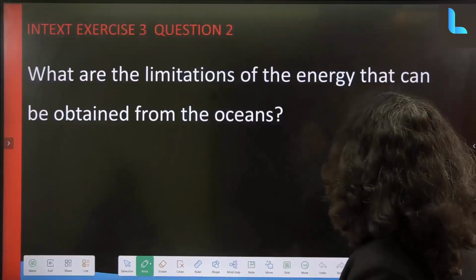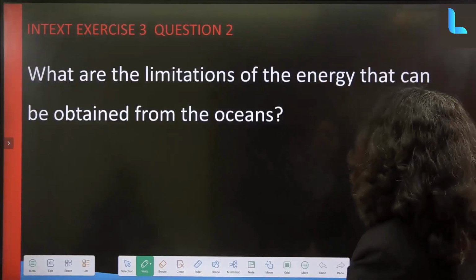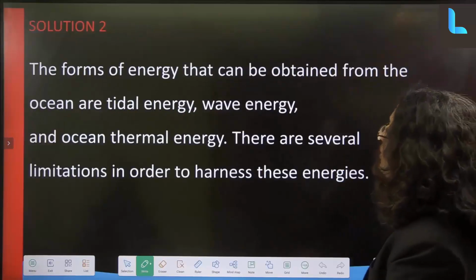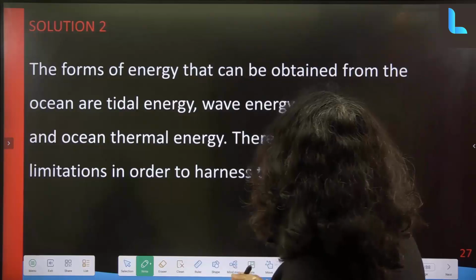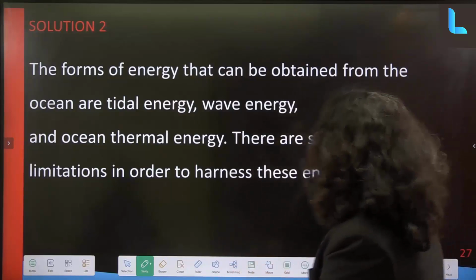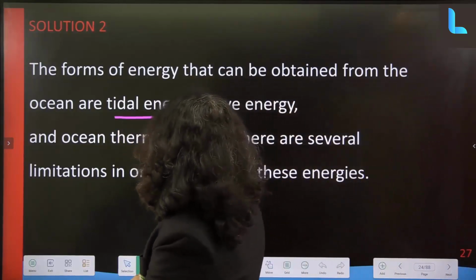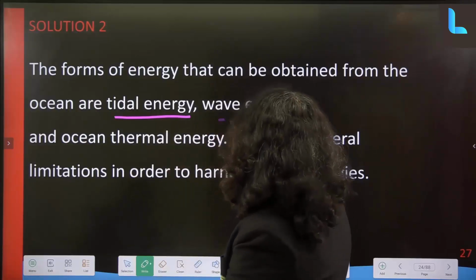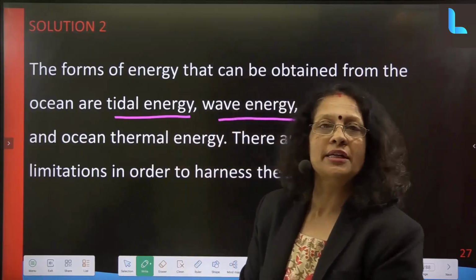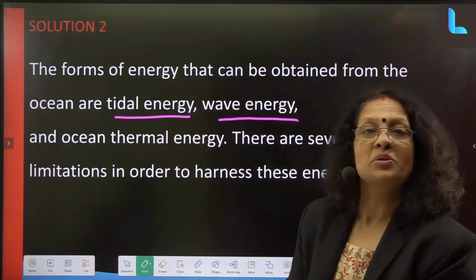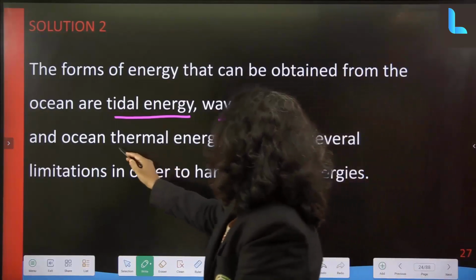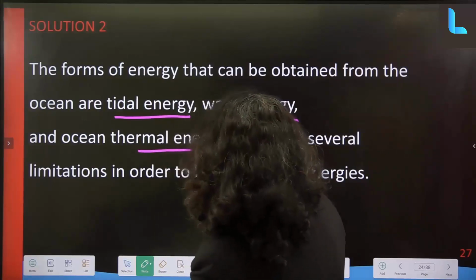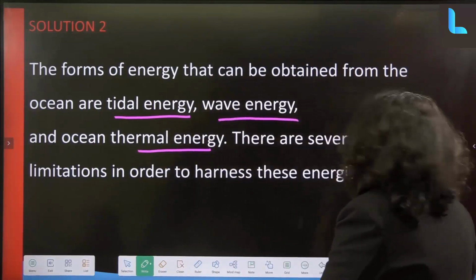Next we are seeing what are the limitations of the energy that can be obtained from the oceans. The forms of energy that can be obtained from the ocean are tidal energy, wave energy and ocean thermal energy. Tides will not be there every day. Waves are present, but tides are obtained only on specific days. So there are several limitations in order to harness these energies.